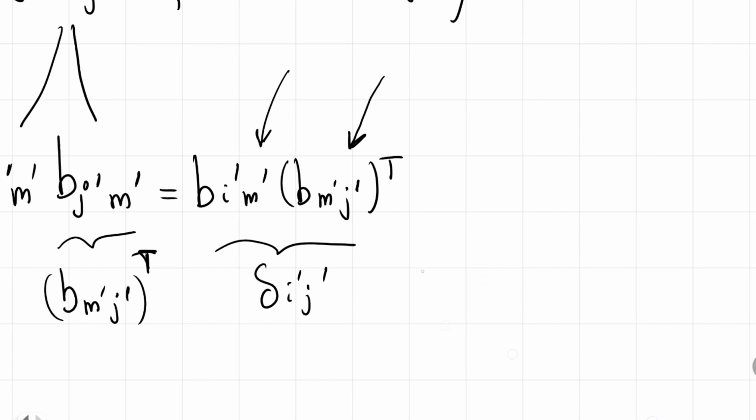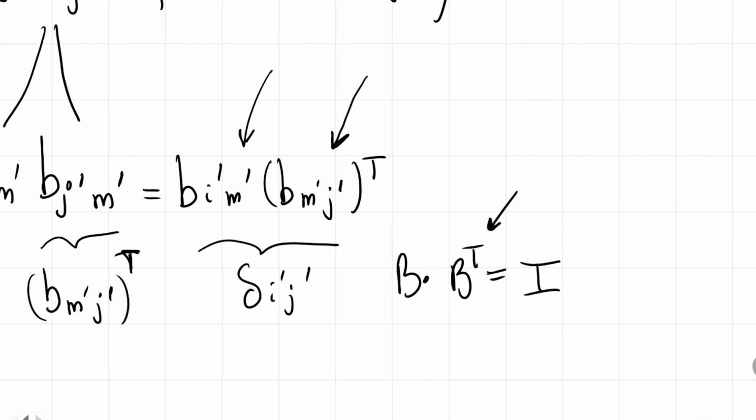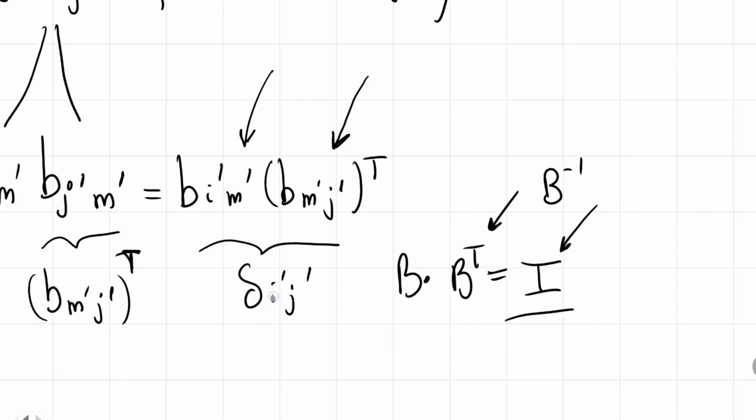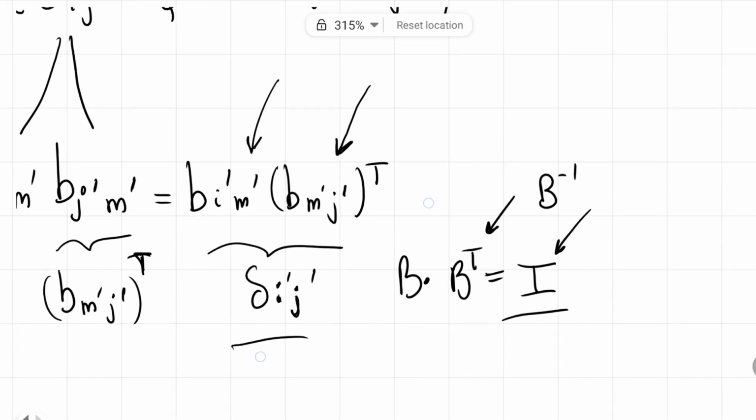You can see this as multiplying b times b transpose, that is going to be equal to the identity matrix, because again, this transpose matrix is the inverse of b. So we get the identity matrix. And remember, the elements of the identity are equal to 1 if the row is equal to the column. So that means that we need i to be equal to j to be equal to 1. So we get a Kronecker delta.